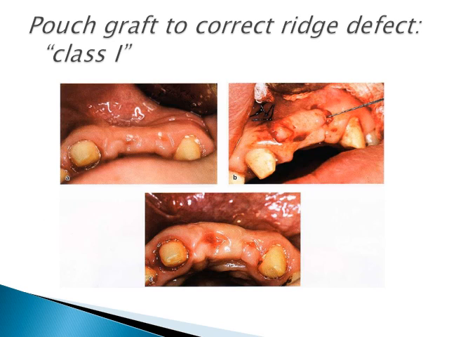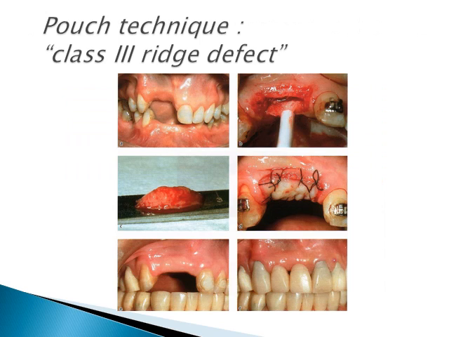As you see, this is a pouch graft to correct a class 1 ridge defect, with loss of buccolingual width. This is corrected by the pouch or tunnel technique with a soft tissue graft, and this is after healing. This is class 3, a defect in the height and the width, corrected by graft and suture, and this is after healing and after placement of the teeth.